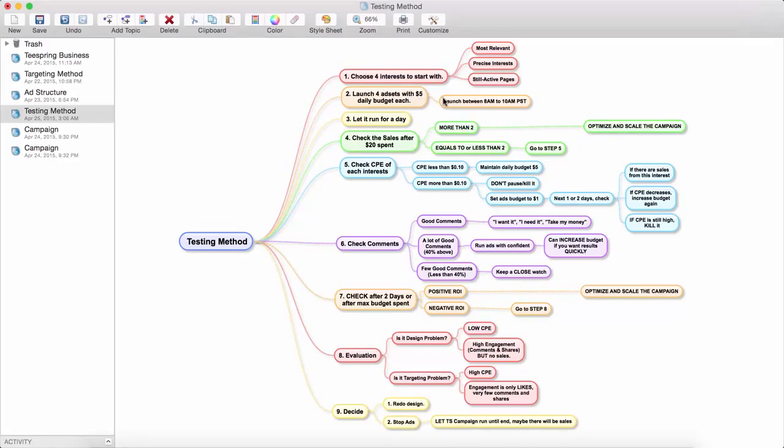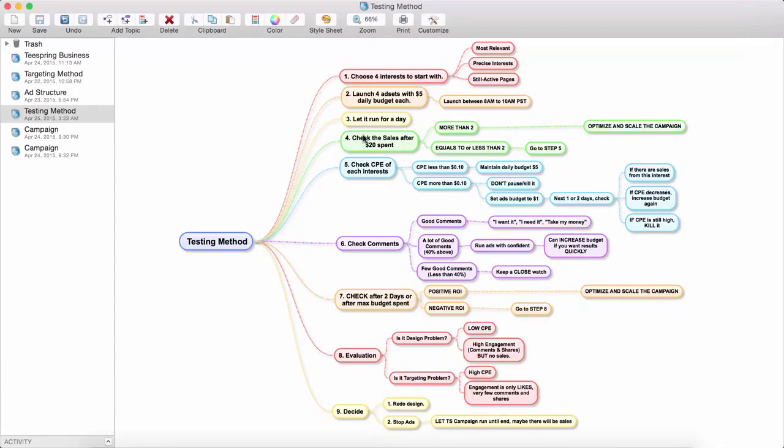And I recommend you launch it between 8 AM to 10 AM PST. I learned this from Peter Parks. He is the guy with a team of analysts behind him. And from his analysis, he said that this is the most optimum time to launch or start a campaign. And then you let it run for a day. After that, you check the sales.